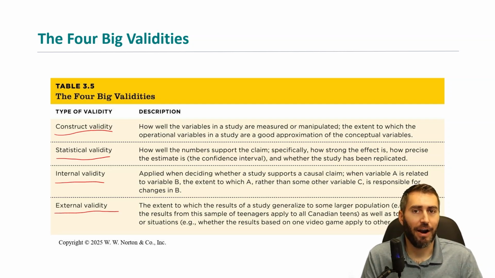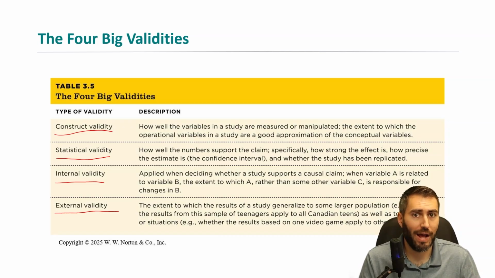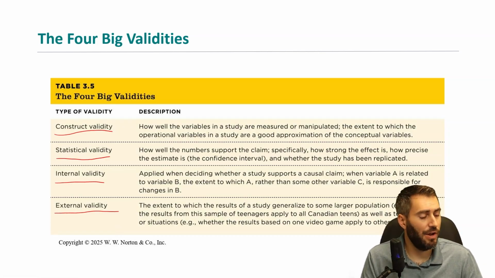And so our external validity is if we use our sample of people in this course to take this study, how well do the results generalize to all UCF students? And so if it generalizes well, then we have high external validity. And if it doesn't do a great job, it's really just applicable to psychology students or people in this class, well, then our external validity might be lower.